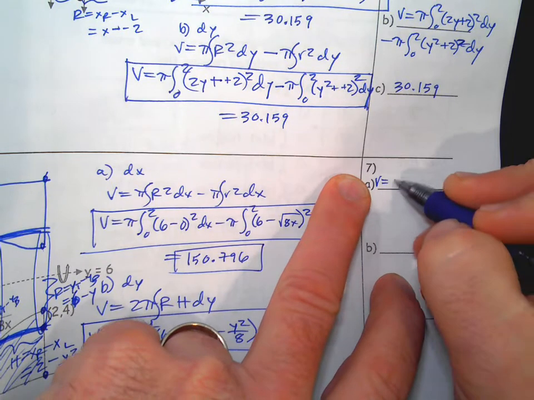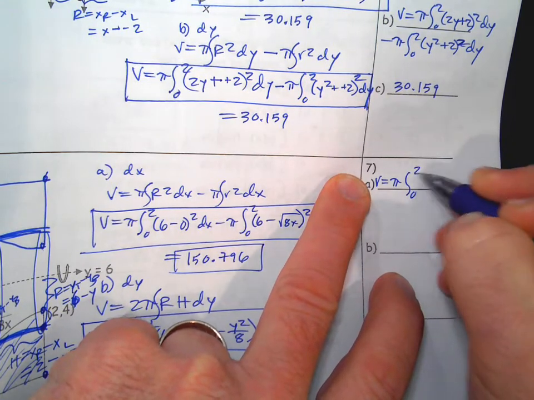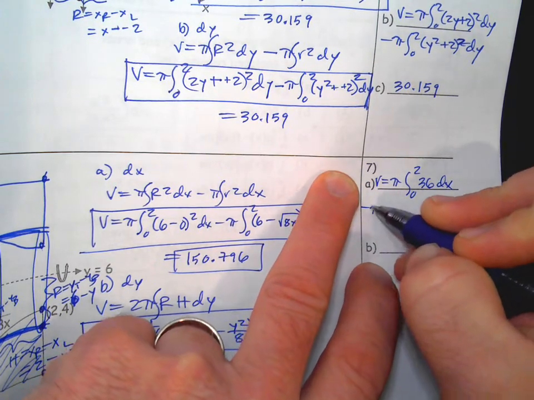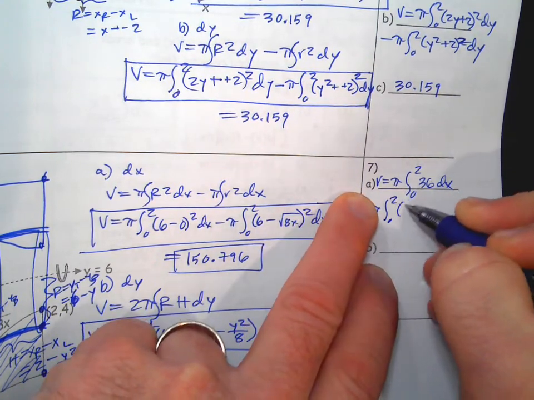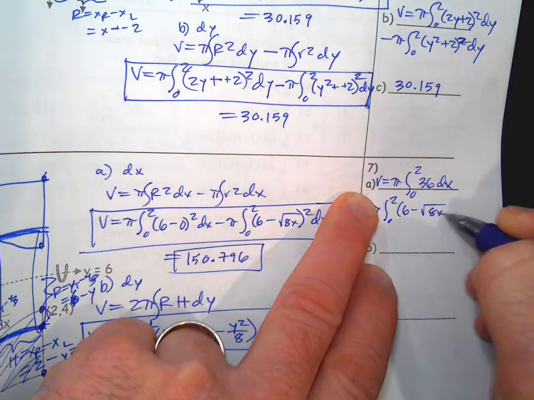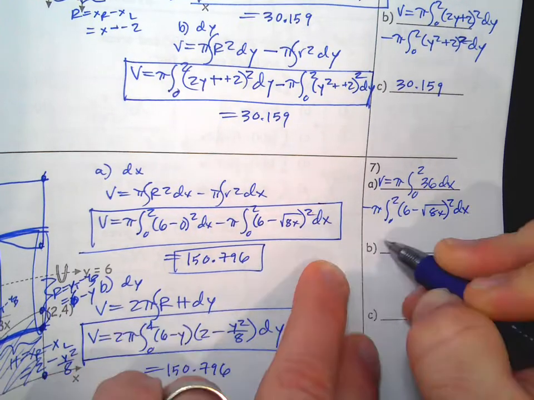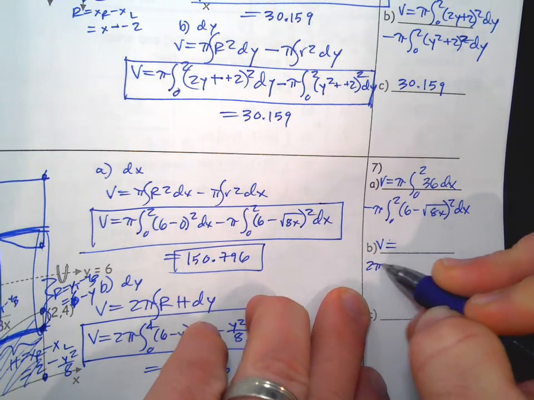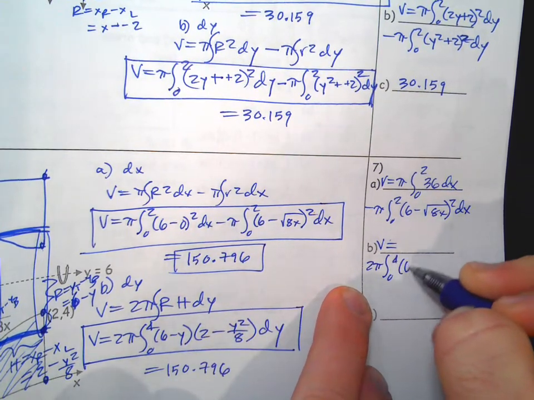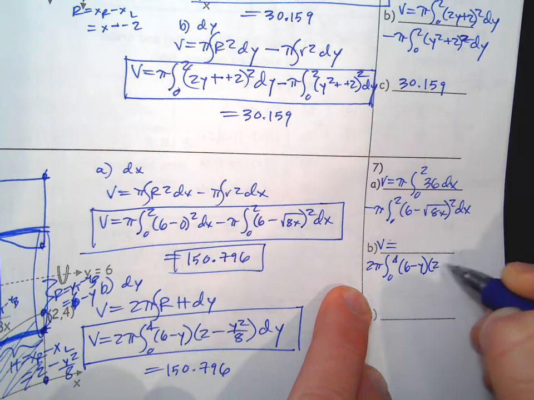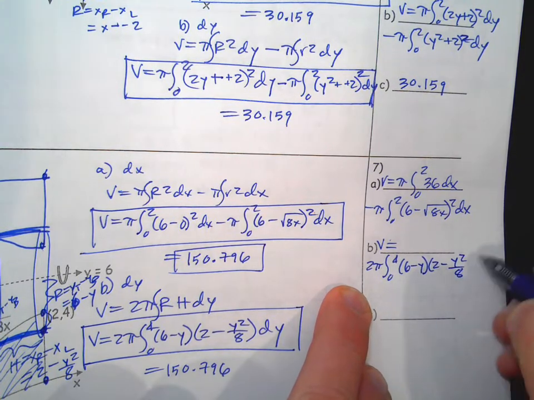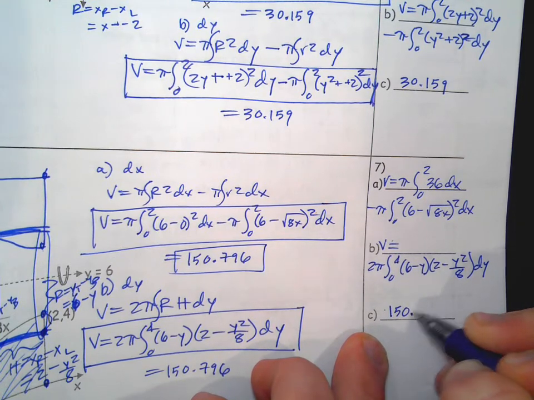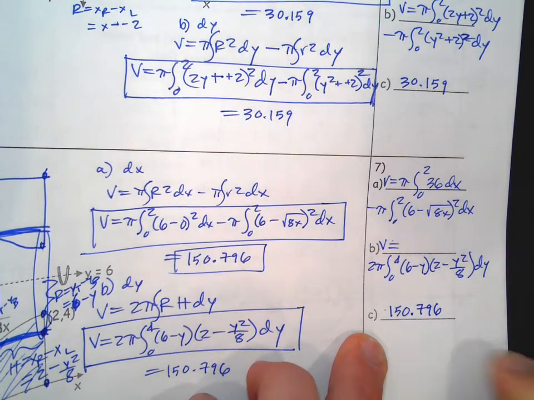Volume equals pi 0 to 2 of 36 dx minus pi 0 to 2 of (6 minus the square root of 8x) squared dx. And this one is going to be 2 pi 0 to 4, (6 minus y)(2 minus y squared over 8) dy. And the answer is 150.796, 3 decimals for your final answer.